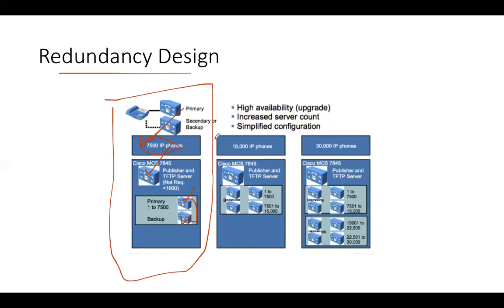Now another requirement: what if you have more than 75,000 phones and less than 15,000? Then you will go with this deployment. Total 5 call managers: 1 publisher with TFTP server, 4 subscribers, 2 acting as primary and 2 subscribers acting as secondary. All the phones would get registered with the primary call managers first. They will register with the secondary only once one of the primary subscribers is down, or maybe you have load balancing or anything as such.